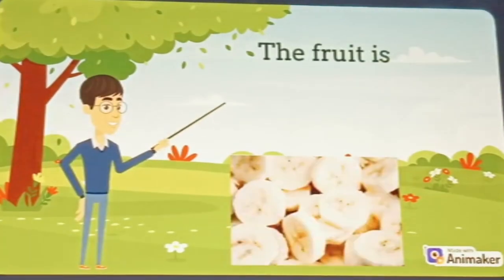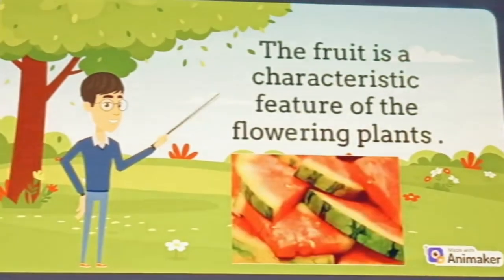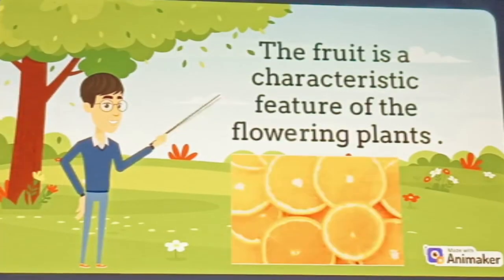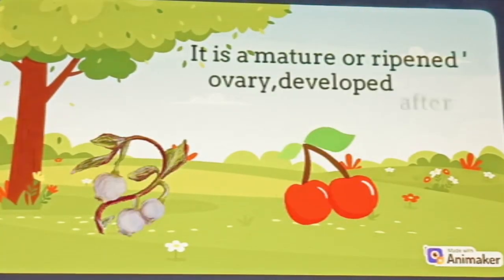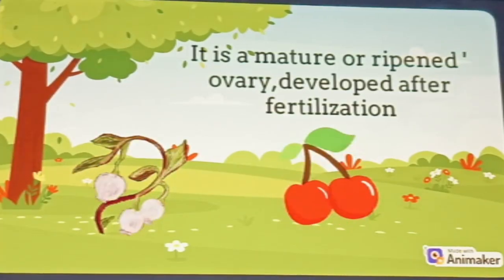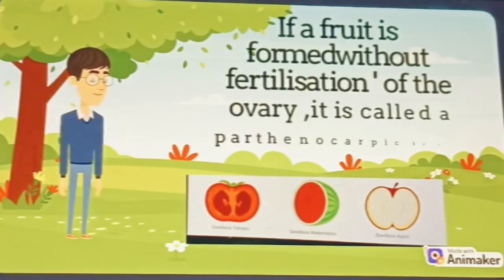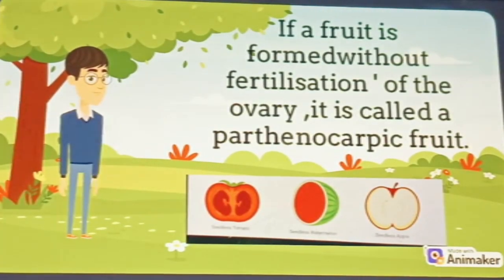The fruit is a characteristic feature of the flowering plants, as you all know, and it is the mature or ripened ovary developed after fertilization, as you see in the picture. If a fruit is formed without fertilization of the ovary, then it is called a parthenocarpic fruit.